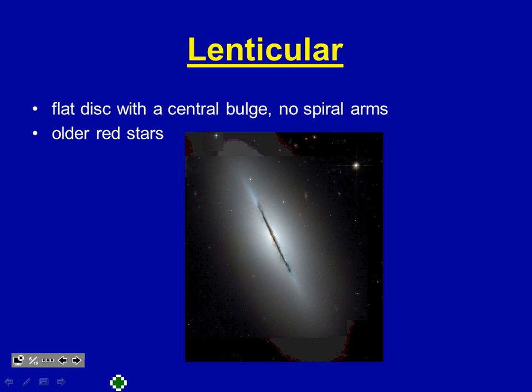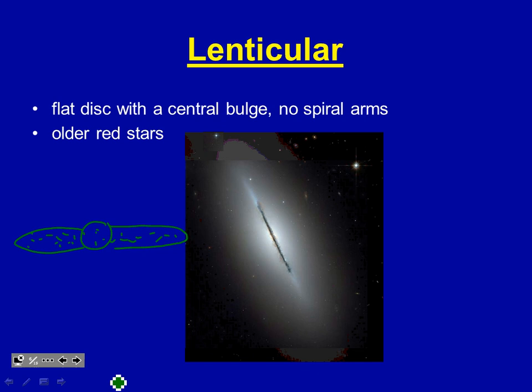A lenticular, and I don't know where the term comes from, is a large flat disc with a central bulge, no spiral arms. I kind of have that over on the elliptical as well, but again, it's like a really big barred spiral without any arms. So that's got lots of stars in it.